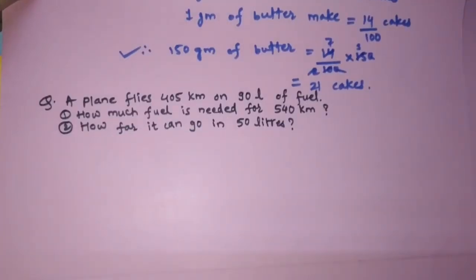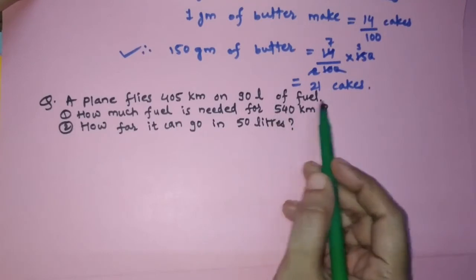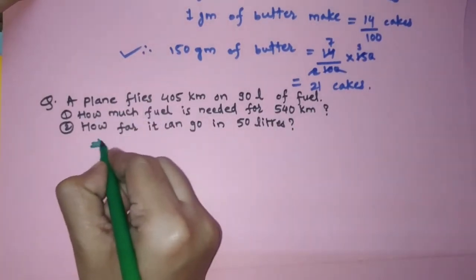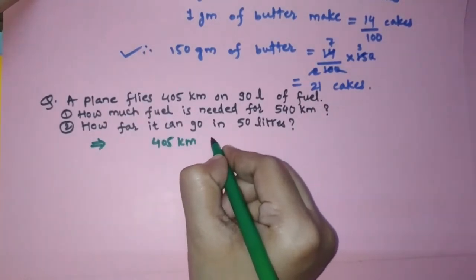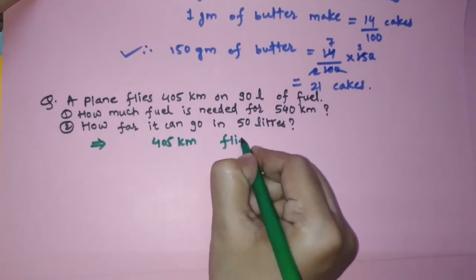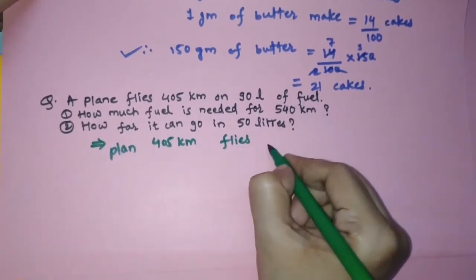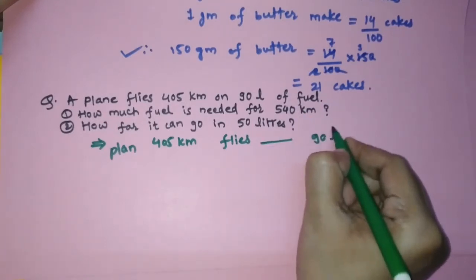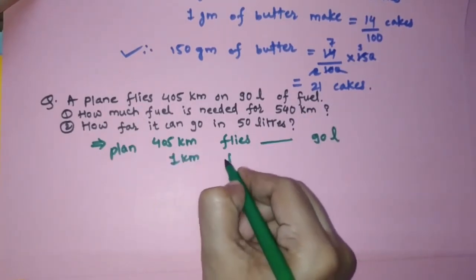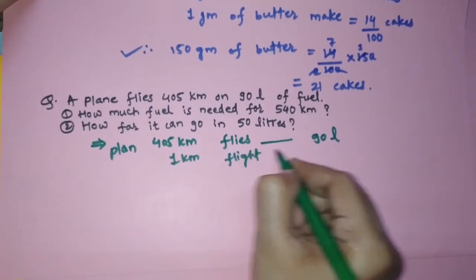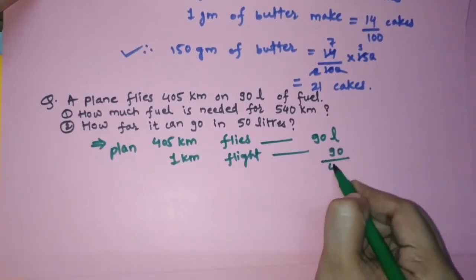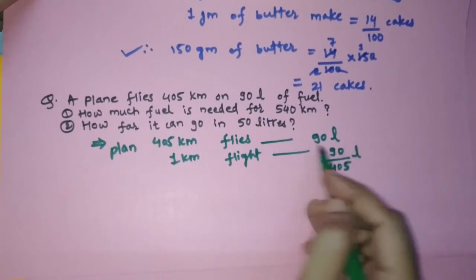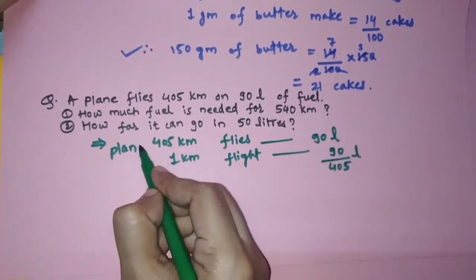So now moving to the next question we are having here. A plane flies 405 km on 90 liter of fuel. So given that the plane is going to fly 405 km on 90 liter. For a flight of 1 kilometer, how much liter of petrol is needed? So we can go for 90 upon 405. This much liter will be needed for the 1 kilometer flight of this plane.